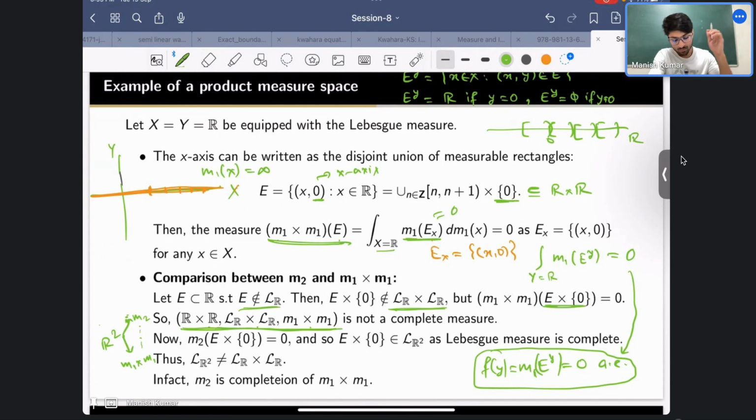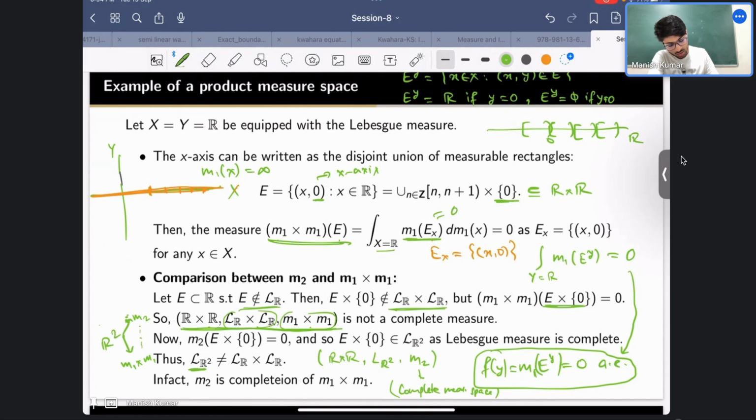But you know that Lebesgue measure is always complete. So now instead of this LR cross LR, if I consider LR2 with the measure M2 instead of M1 cross M1, what I am saying is R cross R with Lebesgue measure M2 is a complete measure space. So this is complete, but this is not complete. So obviously these two are different.